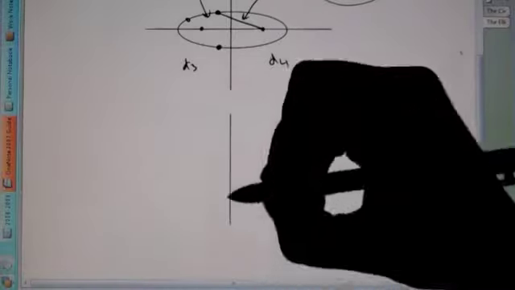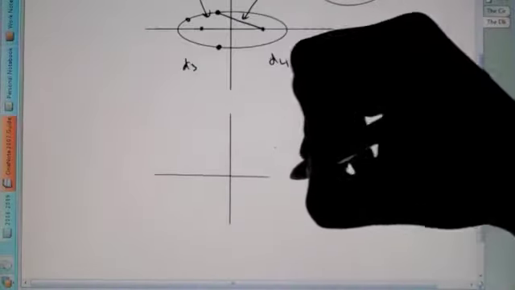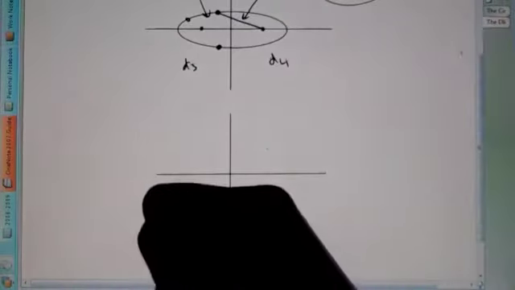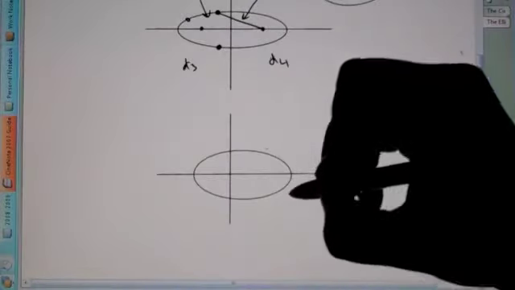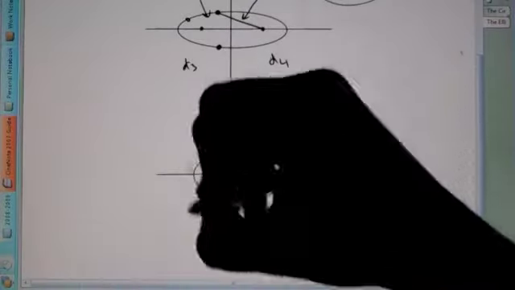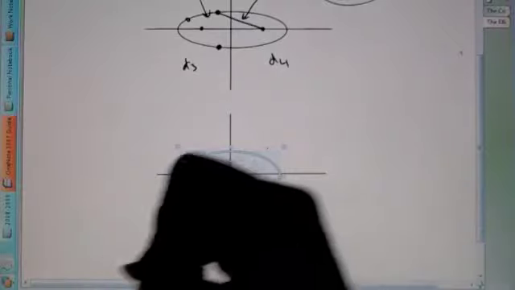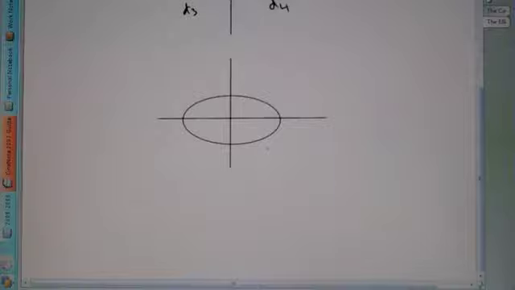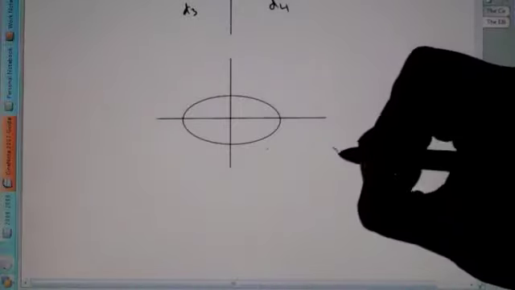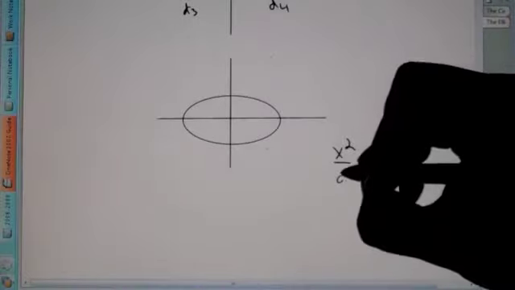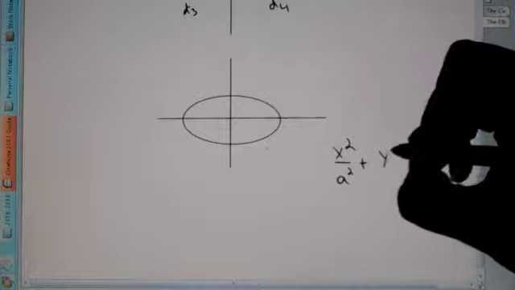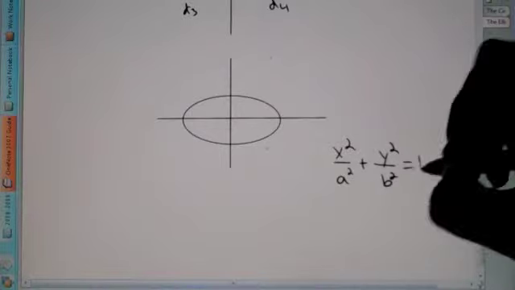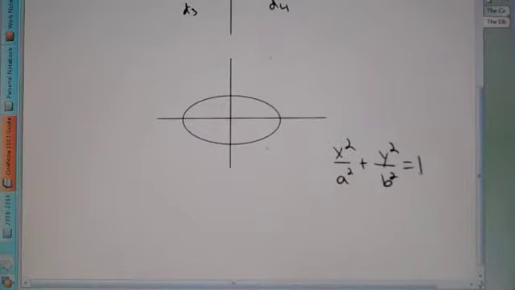Okay, standard form for an ellipse looks like this. Standard form, again, is going to be x squared over a squared plus y squared over b squared equals 1. Now the question is, what is a, what is b?